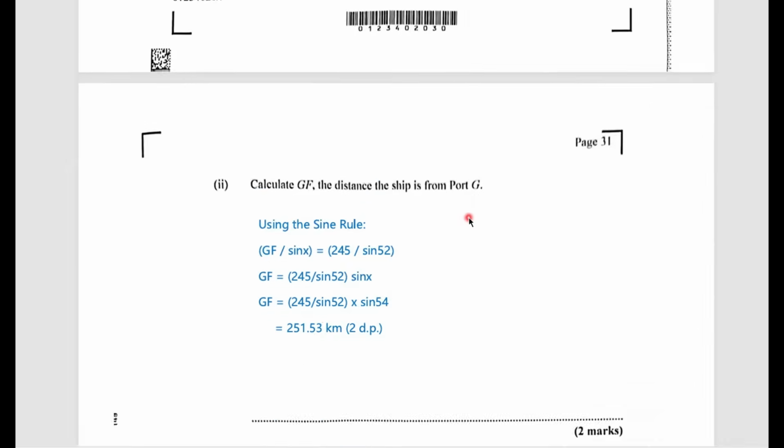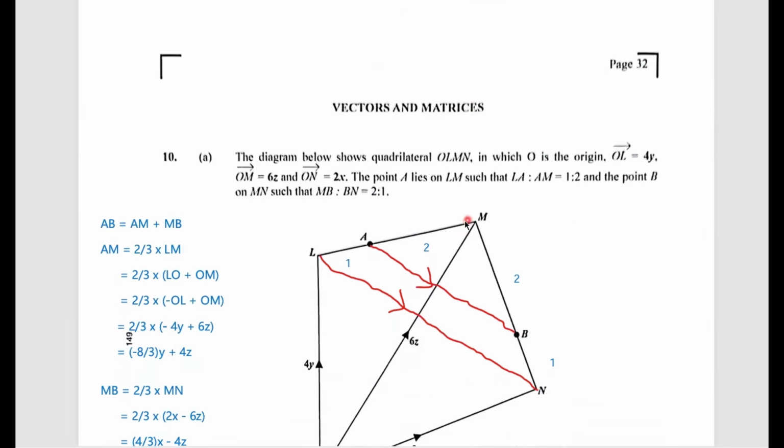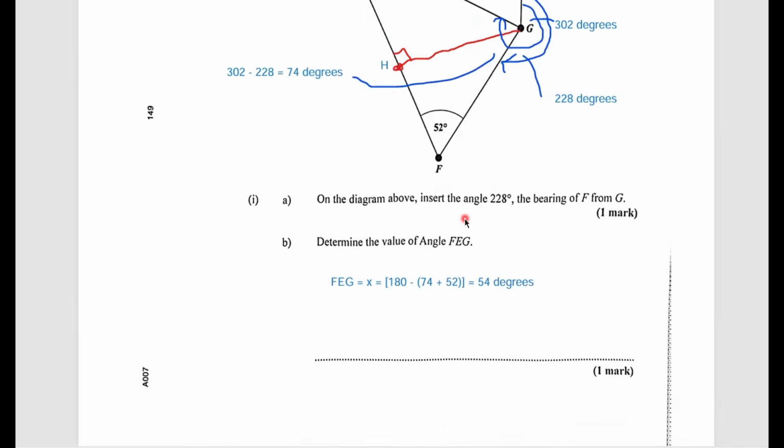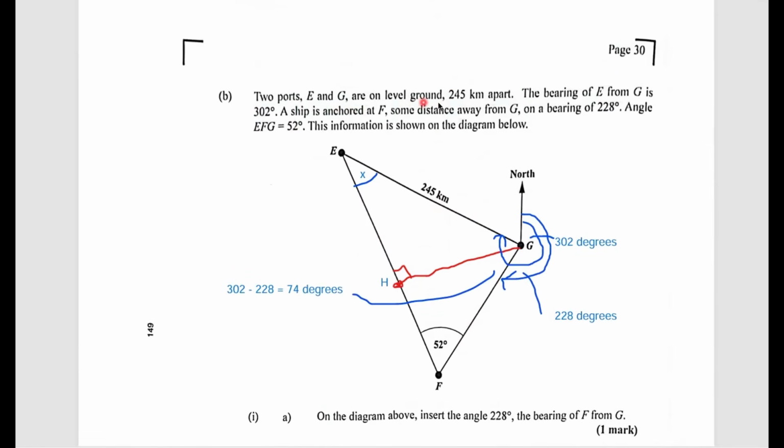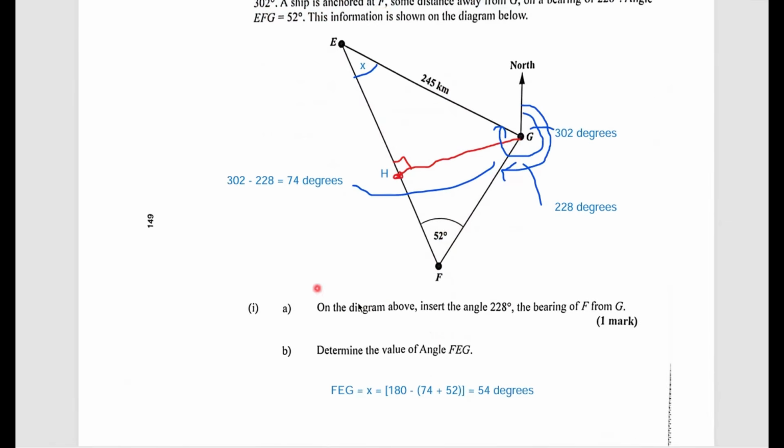Part B, and you would think, wow, this question just keeps on going, right? It's a lot. So, two ports E and G on level ground, 245 kilometers apart. Bearing of E from G is 302. Okay. Ship is anchored at F, some distance away from G, on a bearing of 228. Okay. Angle EFG is 52, which you could see here. Okay, so on the diagram above, insert the angle 228, the bearing of F from G.